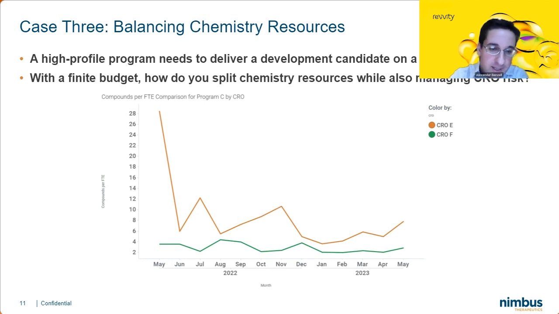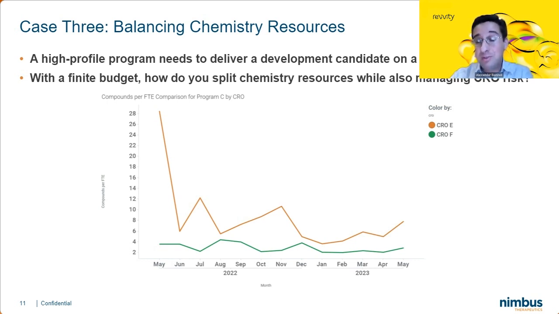What we're looking at here is compounds delivered per FTE over a monthly period from May 2022 to May 2023. One of the things important to note is that we do account for some noise. In this particular place, CRO E has done some different types of chemistry that made their numbers seem higher and more elevated. But for some of the latter months, that hasn't been the case. So we were making sure that our comparisons were apples to apples.